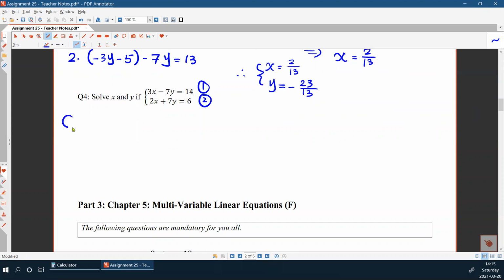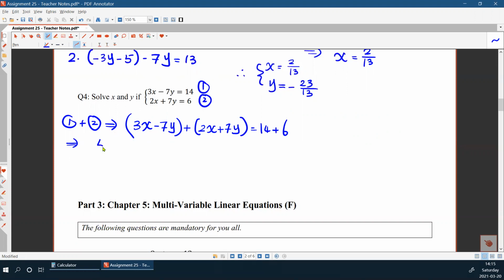We can just use equation 1 plus equation 2. And this will give you 3x minus 7y plus 2x plus 7y equals 14 plus 6, right? And this will give you y is canceled with each other, and there is only 5x equals 20. So that means x is 4, right? Let's see, this is number 3.